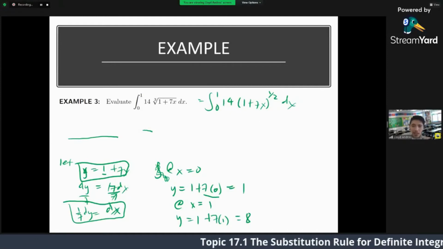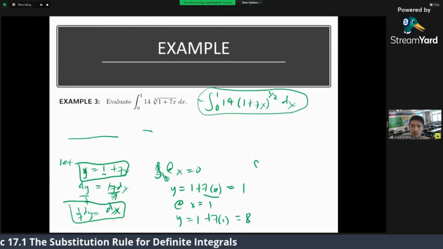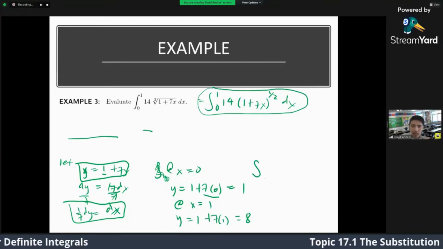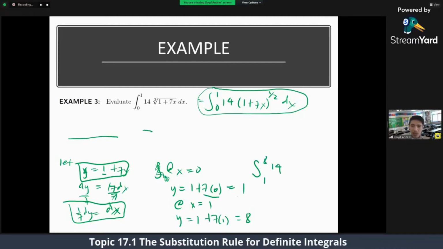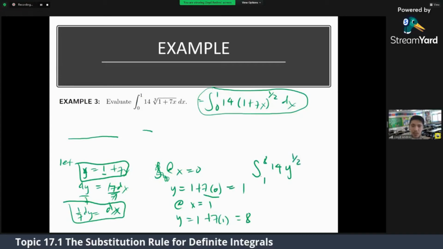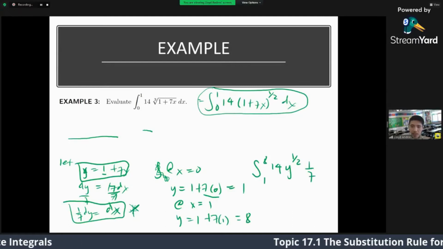Before this, here we simplify. From that, the 0 becomes 1, and the 1 becomes 8. Then 14. The 1 plus 7x, that is y raised to 1/2. Then our dx, which is 1/7 dy.